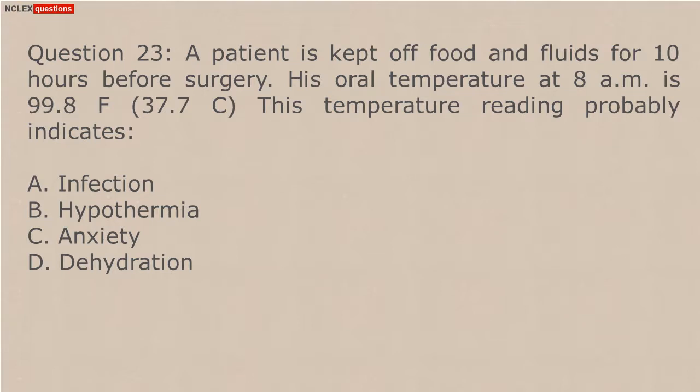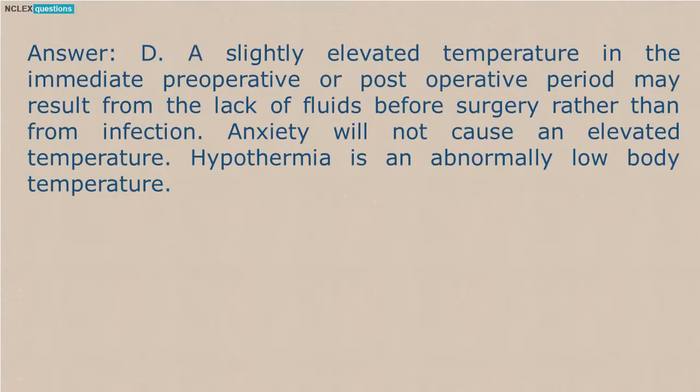Answer B. During a Romberg test, which evaluates for sensory or cerebellar ataxia. Answer D. A slightly elevated temperature in the immediate preoperative or postoperative period may result from the lack of fluids before surgery rather than from infection. Anxiety will not cause an elevated temperature. Hypothermia is an abnormally low body temperature.